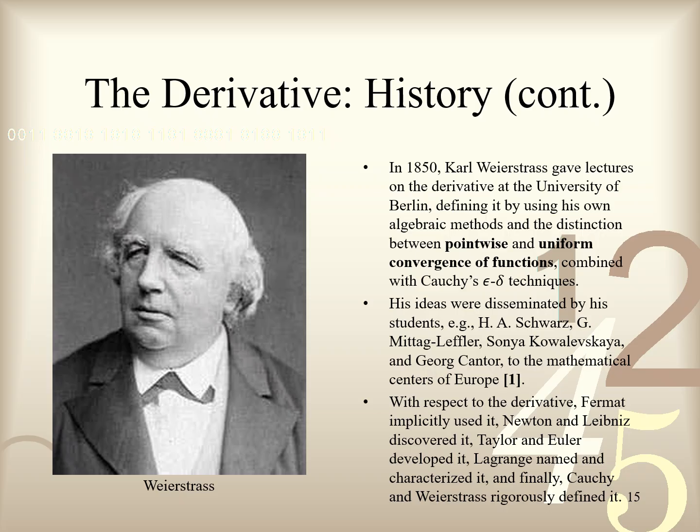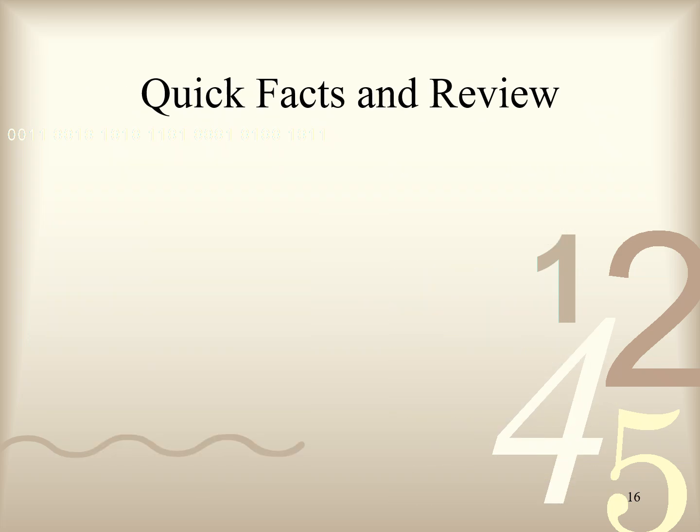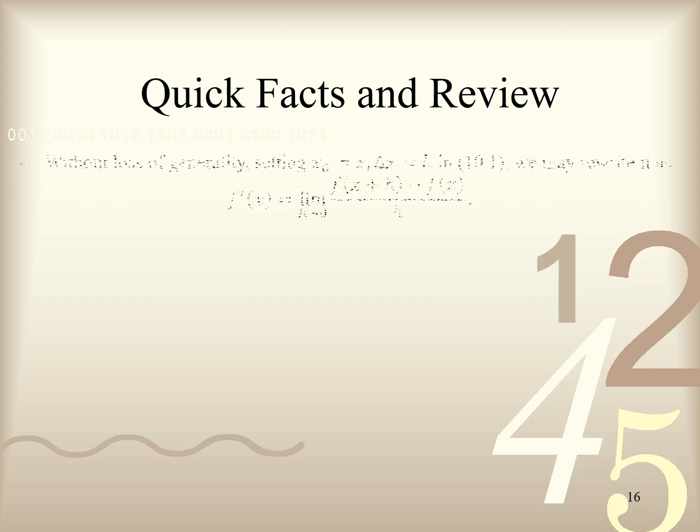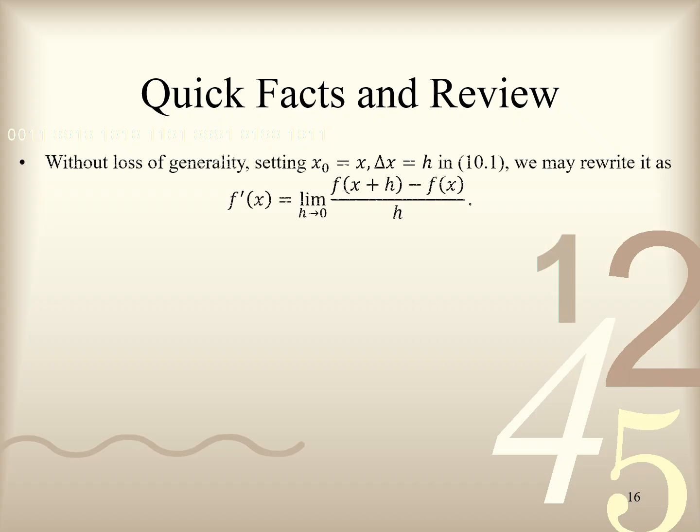We are now ready to solve problem 10, but we will need some quick facts and review before doing so. Let's begin with the first set of quick facts and review we will need for problem 10. Without loss of generality, setting x naught to x, and delta x to h, we may rewrite 10.1 as f prime of x equals the limit as h approaches 0 of f of x plus h minus f of x, all over h, labeling it as 10.2.